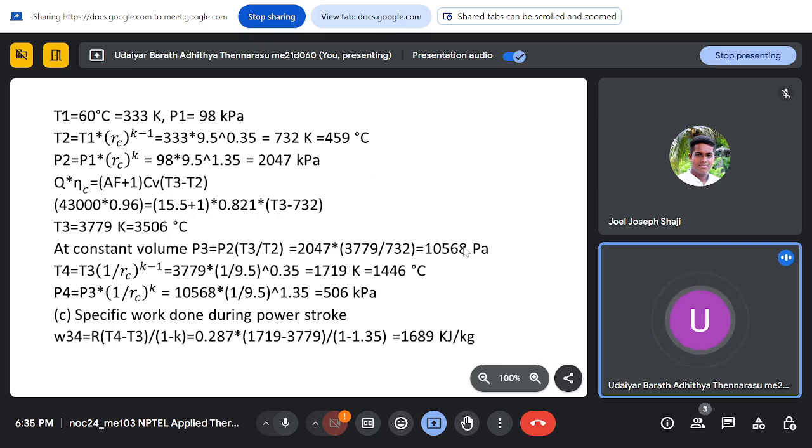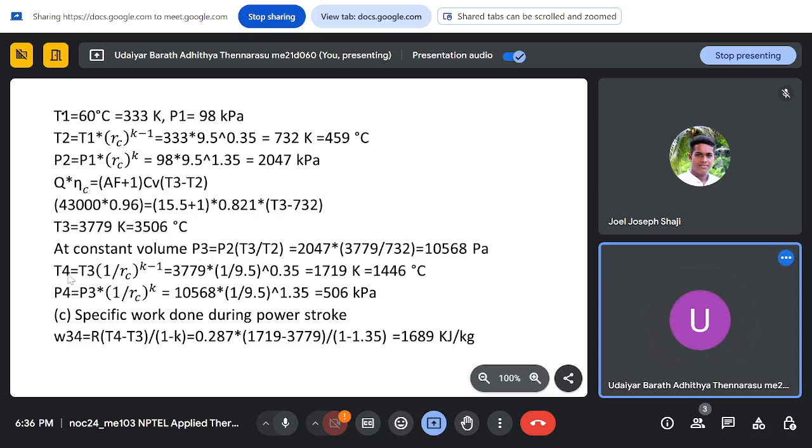Sorry, I think this will be in kilopascal. 2047 into 3779 divided by 732. Yes, this will be in kilopascal. So it goes to 10.56 megapascal. That is the pressure at state 3.